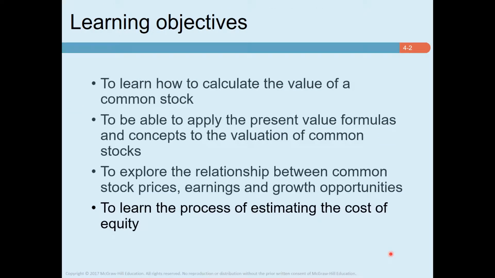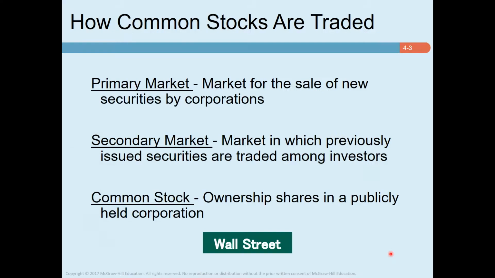So in this chapter, we will find out how to value a common stock, and we will apply present value formulas for valuing common stock. We will see the relationship between stock prices, earnings, and growth opportunities, and we will also learn the process of estimating cost of equity. First, we will learn these concepts: primary market and secondary market. You know that stock markets are classified into these two.